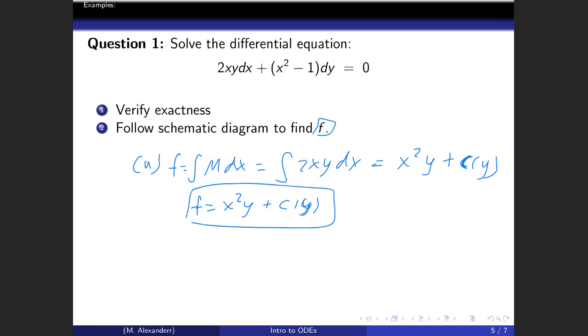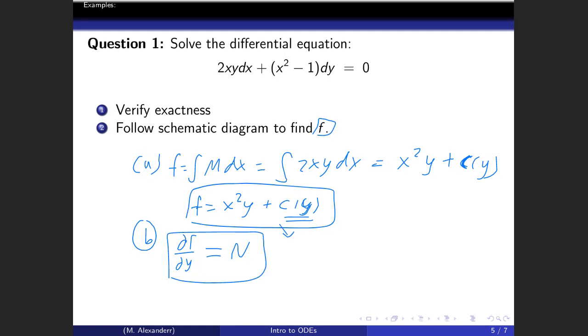And so that is the goal for part B. Part B is us trying to figure out what the c formula is. So what we do is we want to differentiate the function f with respect to the y variable, and then we're going to make it equal to the n. So that's what we are going to do. So this is step B.